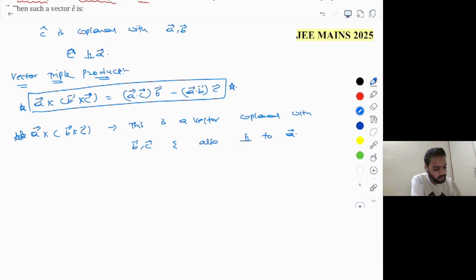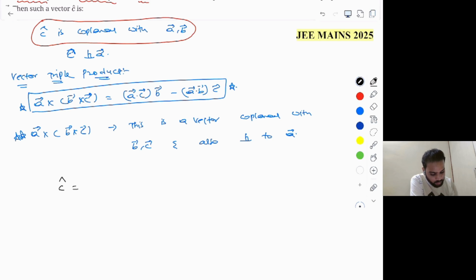Now, by looking at this given question here, already I mentioned that c cap is coplanar with a bar and b bar, and also c cap is perpendicular to a bar here, right? So by using this vector triple product, I'm going to write this vector c cap. c cap is equal to some lambda times of, because it can be a scalar multiple, right? That is why lambda times of.